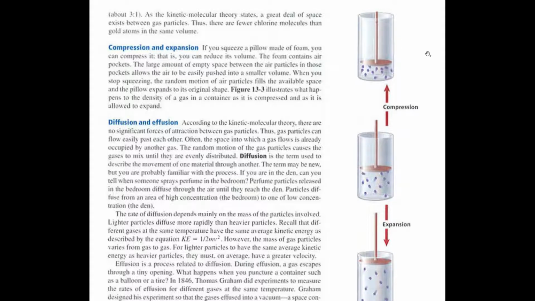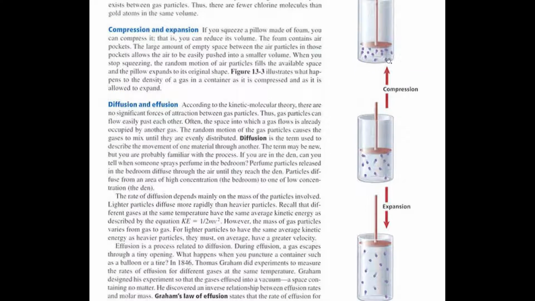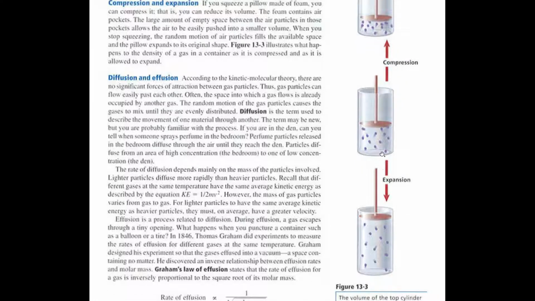Figure 13.3, which is over here, illustrates what happens to the density of a gas in a container as it's compressed and allowed to expand, so back and forth. If this is normal gas and we compress it like we were talking about, notice that there's the same amount of stuff in a smaller amount of space. They have the same amount of particles, but up here, it's in a smaller amount of space. This is more dense. If we go the other way around, if we expand it, these now have the same amount of particles, but this has a lot more empty space, so this is less dense because there's less stuff per total volume.